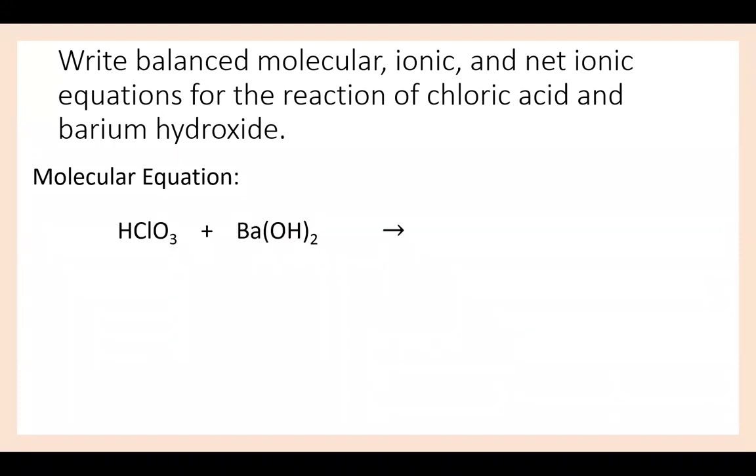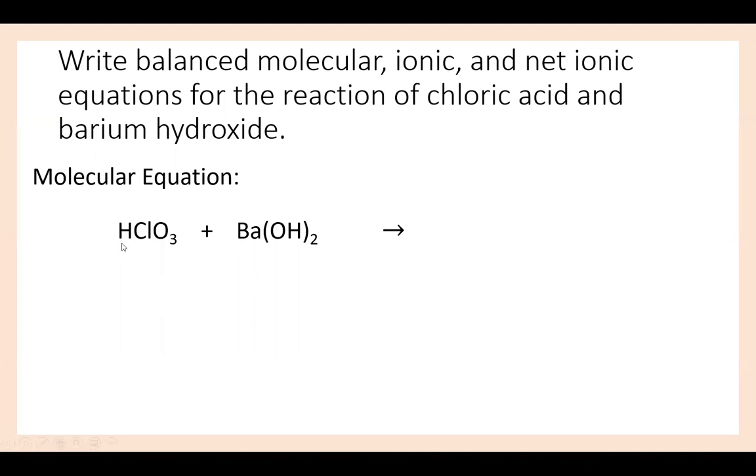Chloric acid is HClO3. Barium hydroxide is what we call dibasic, meaning that it has two hydroxides to balance the positive 2 charge of the barium cation. In this reaction, we have an acid and a base. A strong acid and a strong base will have a neutralization reaction, which is a type of double replacement.